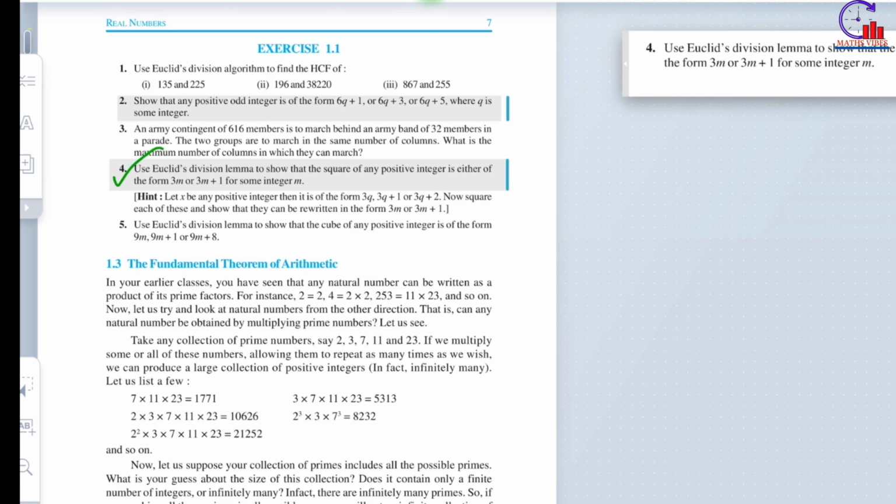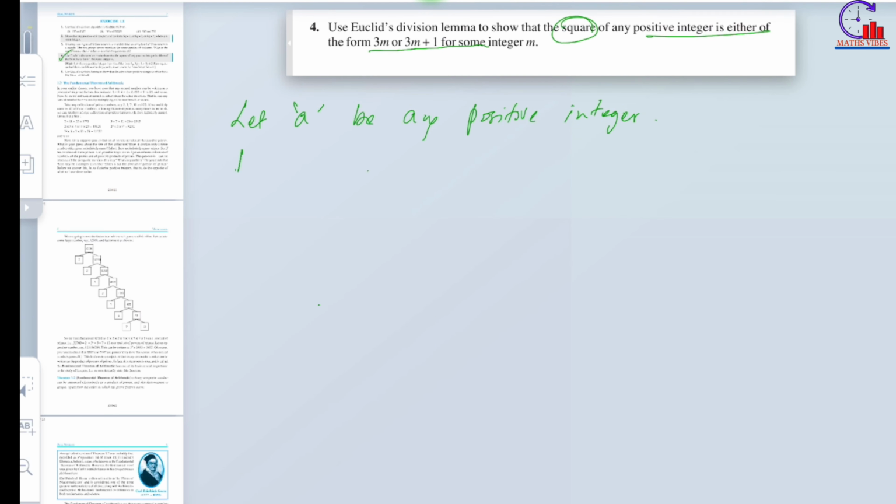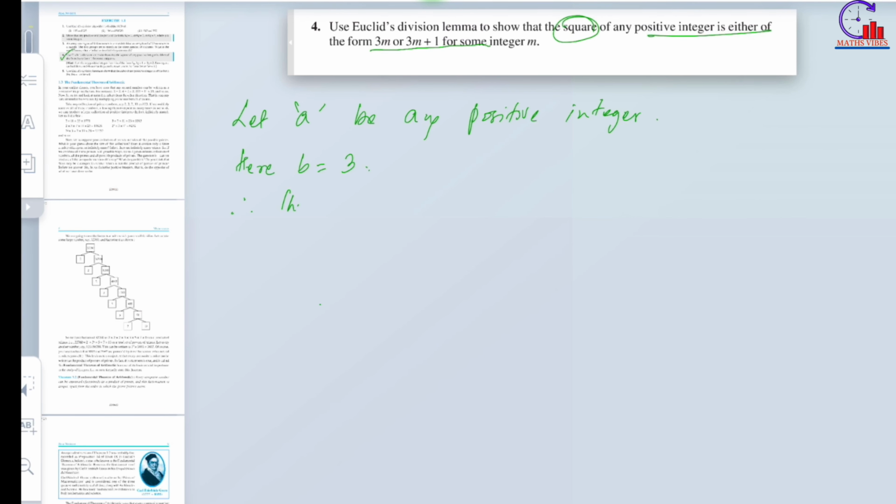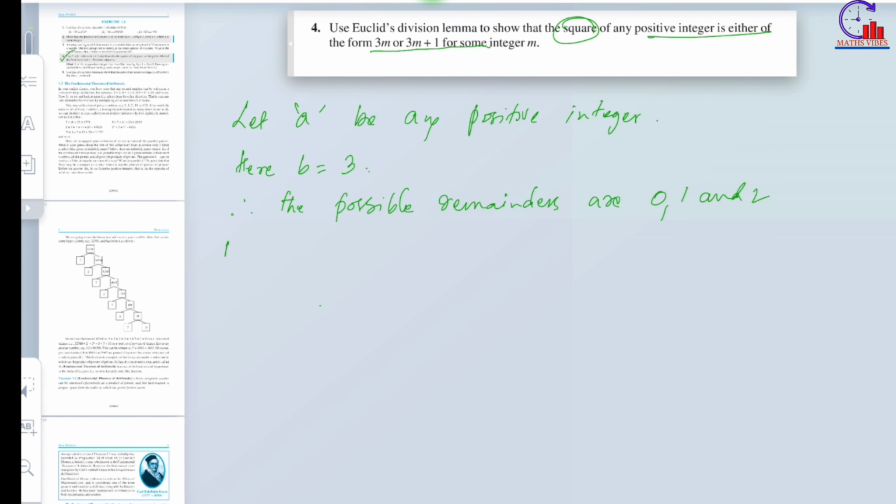So now I'm solving question number 4. Here you are asked to find the square of the positive integers which are of the form 3m or 3m plus 1. Okay, so let a be any positive integer. Here I can write b is equal to 3. So the possible remainders are 0, 1 and 2, right?